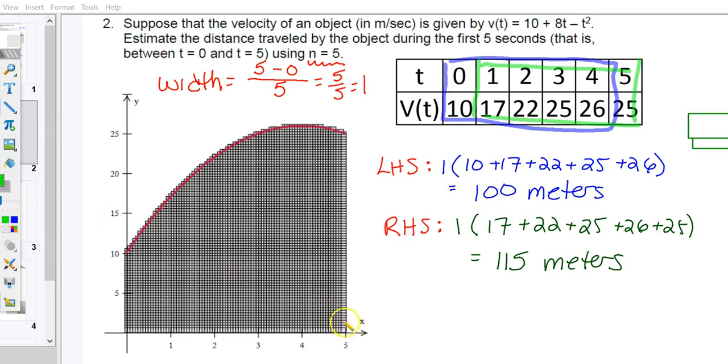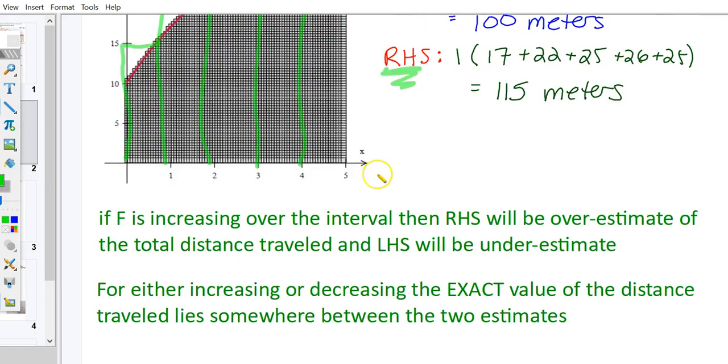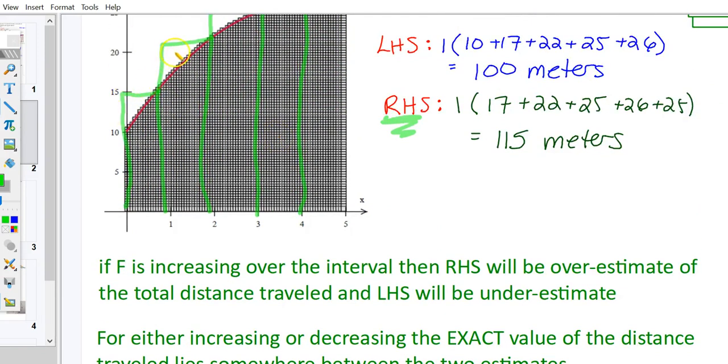Just for fun, I'll draw you some rectangles. So if I go up here to the 5, that's my right-hand sum. Kind of hard to see on all these boxes there. Whoa. So you can see how it's an overestimate with these pieces over the curve for this right-hand sum. And this graph is mostly increasing. Just at the very end does it decrease. So the other way is if f is increasing, then the right-hand sum is an overestimate. That's these. And the left-hand sum is an underestimate.